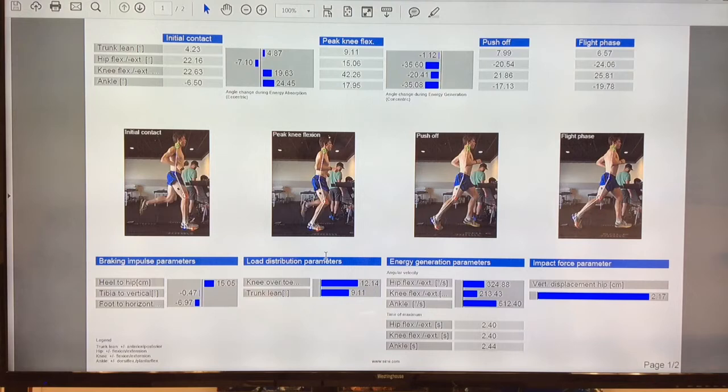The body's always going to take the path of least resistance. So if we skip forward to push off and flight phase, in this athlete, like most runners, we can see a little bit of anterior pelvic tilt here as the hip moves into extension. And that's where we can link back to having full hip extension.